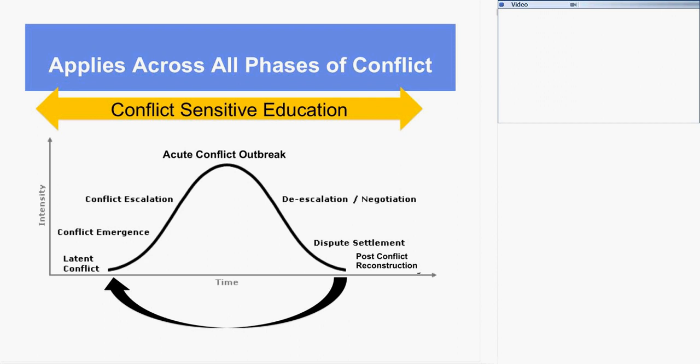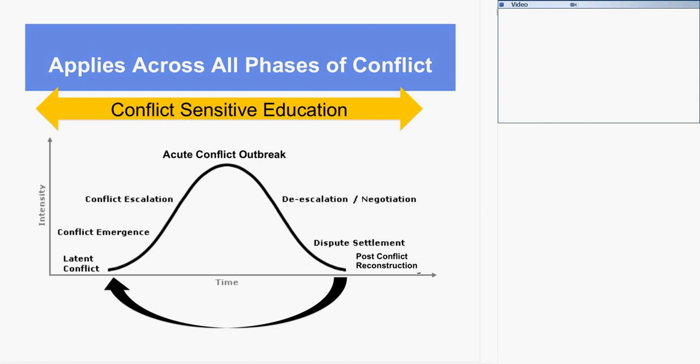At the latent stage, that is when parties' interests are incompatible but that has not been acknowledged, you bring preventive conflict-sensitive strategies that promote tolerance in the classroom, for example, or inclusive hiring processes that are bringing people together across potential faction lines. The escalating conflict stage occurs when parties' incompatible interests are recognized and they're pushed and voiced. The acute conflict occurs when parties act with violence to destroy other parties' ability to pursue their own interests.